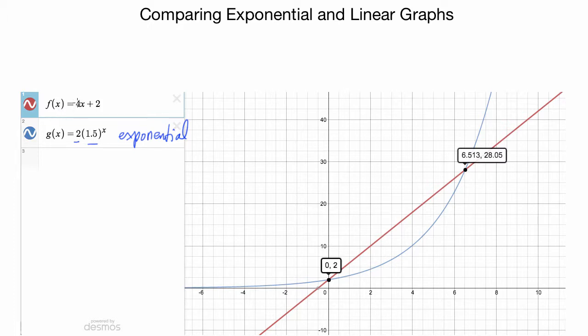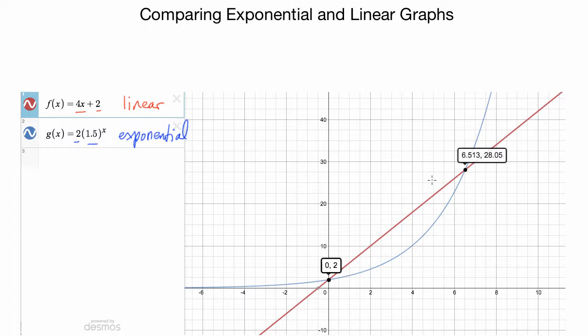Well, if g is my exponential function, then f is my linear function in the red over here. So we're starting at a value of 2, similar to the function g, but I'm going to be adding 4 repeatedly. That's why we have plus 4 times x. X just tells us how many times we're repeatedly adding that same amount. Okay, let's start with linear. Linear function in the red here.